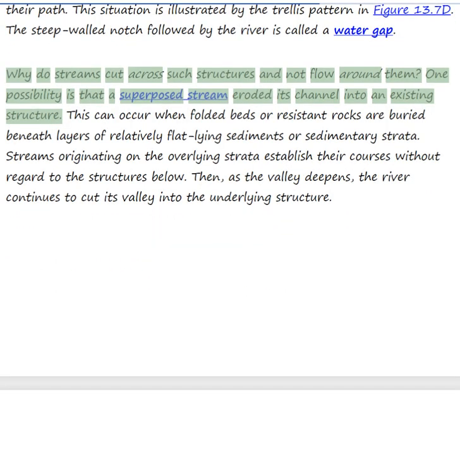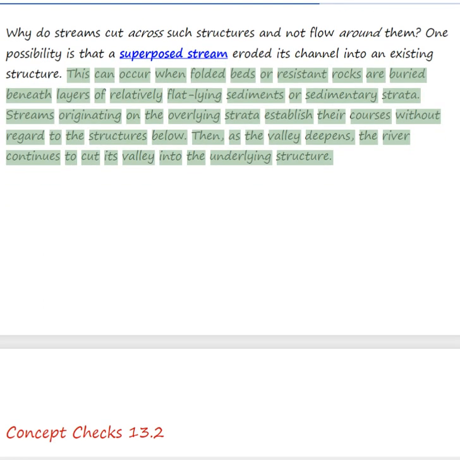Why do streams cut across such structures and not flow around them? One possibility is that a superposed stream eroded its channel into an existing structure. This can occur when folded beds or resistant rocks are buried beneath layers of relatively flat-lying sediments, or sedimentary strata. Streams originating on the overlying strata establish their courses without regard to the structures below. Then, as the valley deepens, the river continues to cut its valley into the underlying structure.